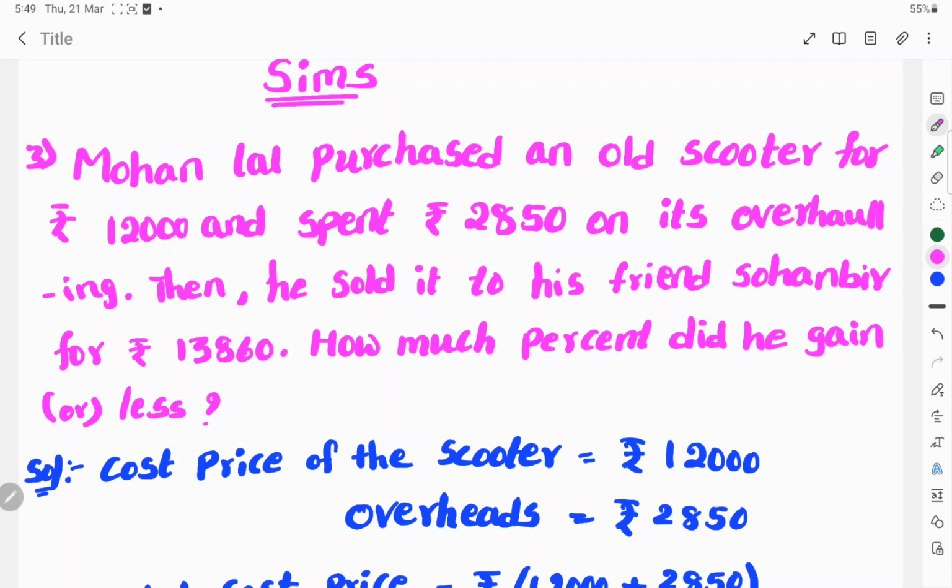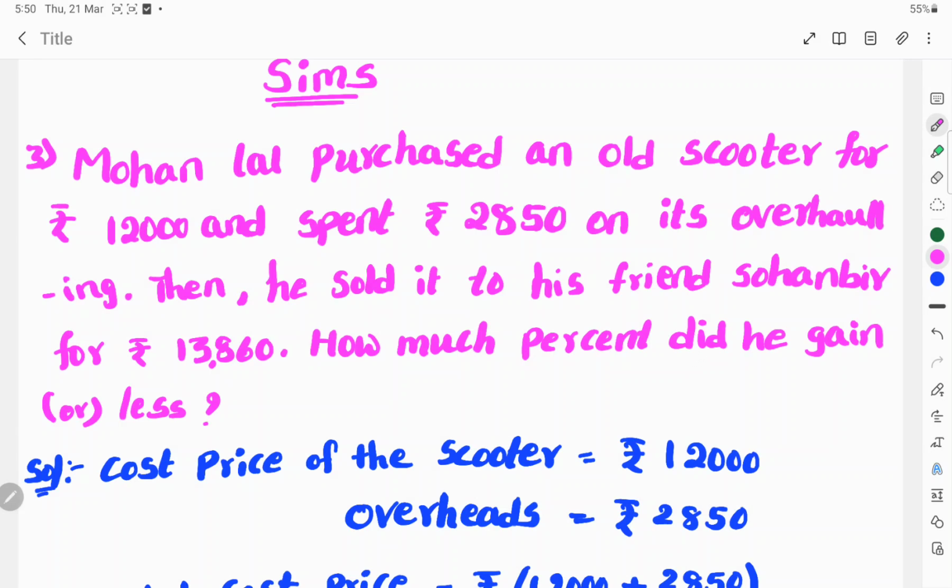Mohanlal purchased an old scooter for 12,000 rupees and spent 2,850 on its overhauling. Then he sold it to his friend Sohanbir for 13,860 rupees. How much percent did he gain or lose? You have to find the gain or loss percentage.